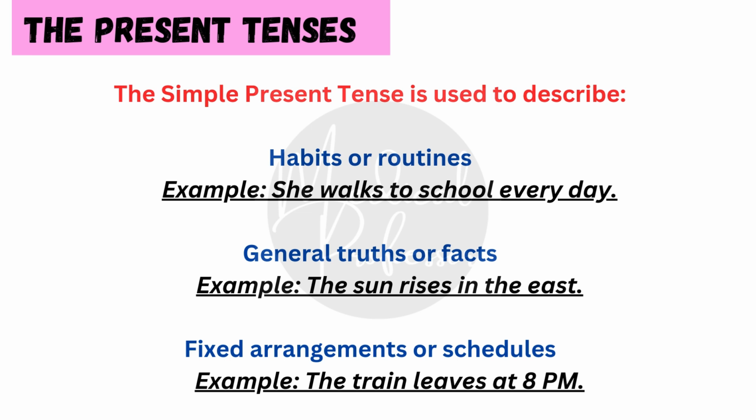Number 1, simple present. The simple present tense is used to describe habits or routines. For example, she walks to school every day. General truths or facts. For example, the sun rises in the east. Fixed arrangements or schedules. For example, the train leaves at 8 p.m.